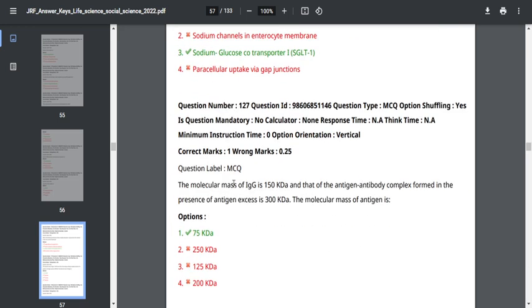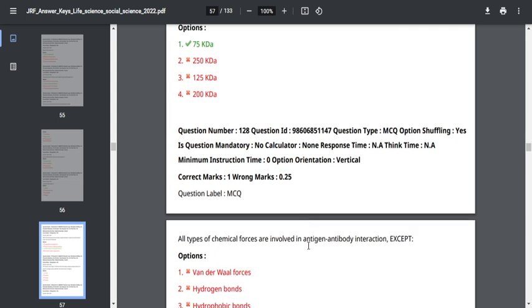They have given the molecular mass of IgG as 150 kDa, and the antigen-antibody complex in the presence of antigen excess as 300 kDa. They are asking to find the molecular mass of the antigen. The molecular mass of antigen is equal to the molecular mass of the antigen-antibody complex minus the molecular mass of antibody. That is 300 minus 150, so you get 150 kilodalton. But one antibody has two binding sites, so you need to divide 150 by 2. So, the correct option is 75 kilodalton.